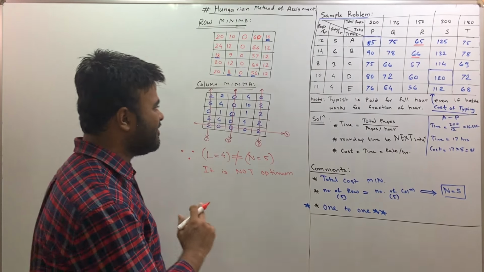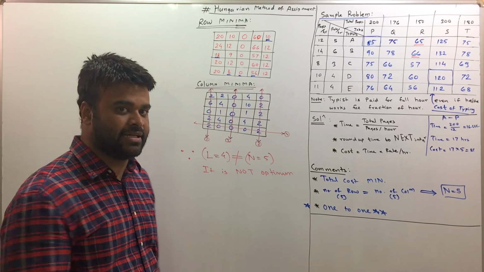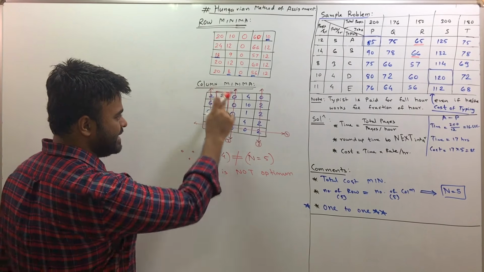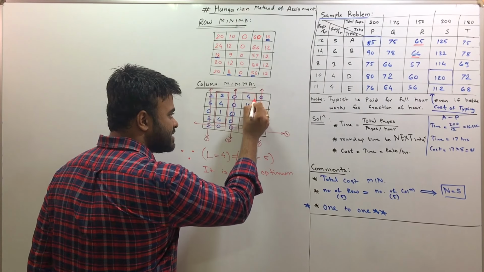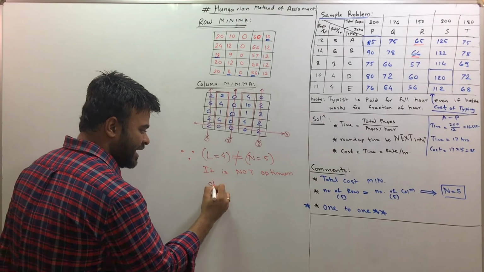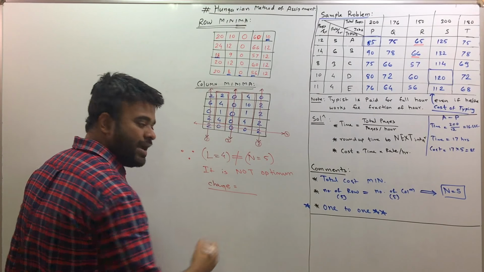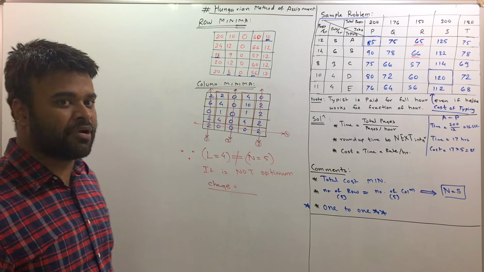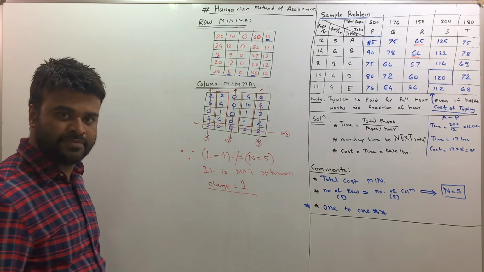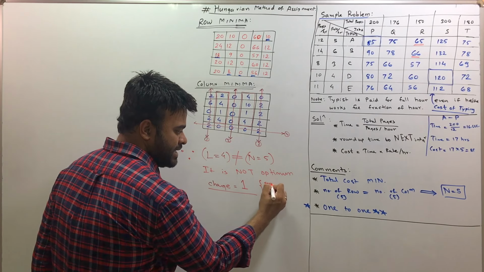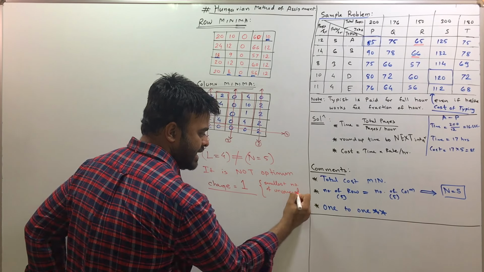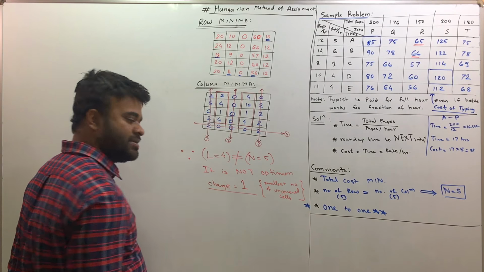First is highlight your uncovered cells. So these are the uncovered cells, not covered by any lines. So these cells, and even these cells, are not covered by any line. So highlight the uncovered cells and figure out change. Change is the smallest number of the uncovered cells. So what is the smallest number of the uncovered cells? If you see, the smallest number is 1. So change is 1. Let me write that down here. The smallest number of uncovered cells becomes change.